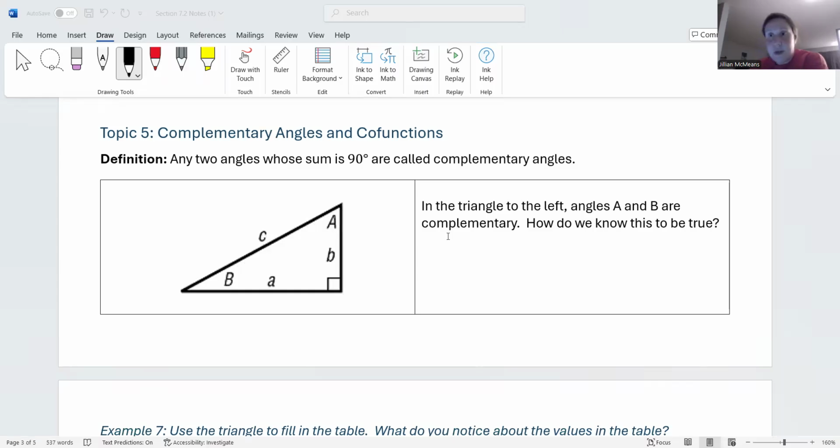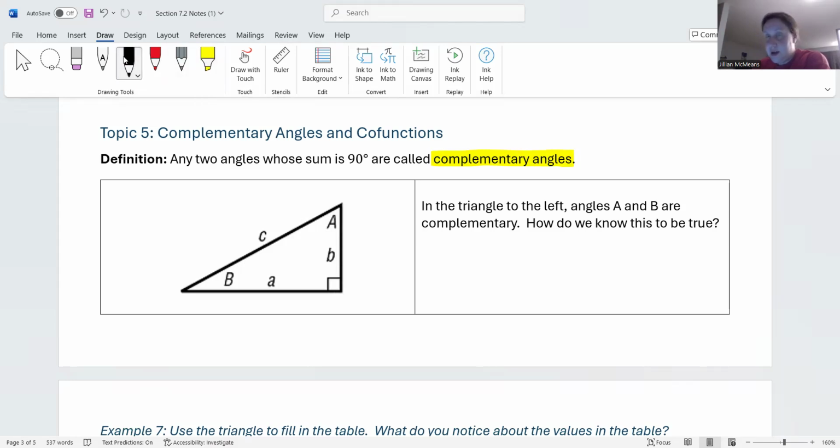Okay, last up for section 7.2 is going to be topic 5, which is complementary angles and cofunctions. One definition I've given to you, the other one I thought you might know, but I'll remind you of it just in case. Any two angles whose sum is 90 degrees are called complementary angles. These have to be pairs of angles that have a sum of 90 degrees.